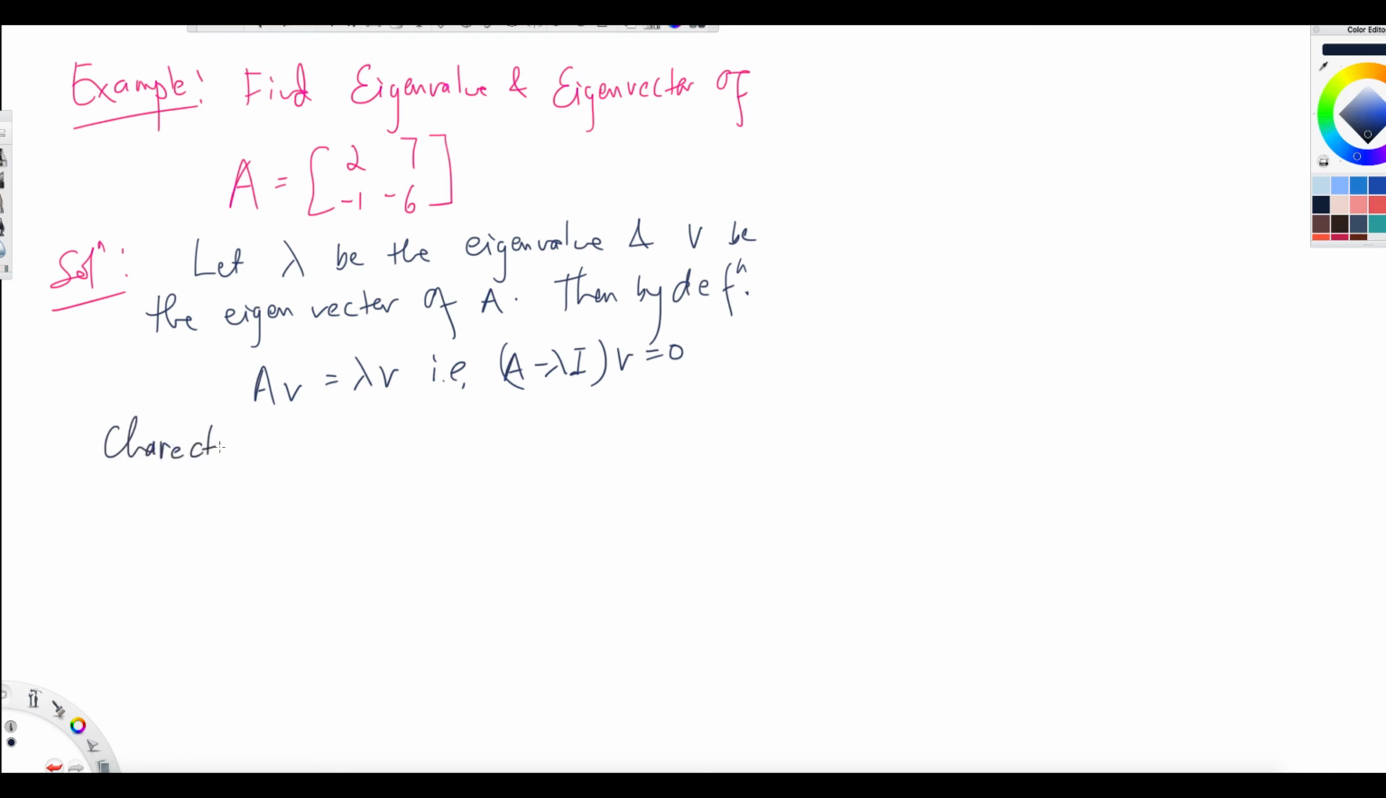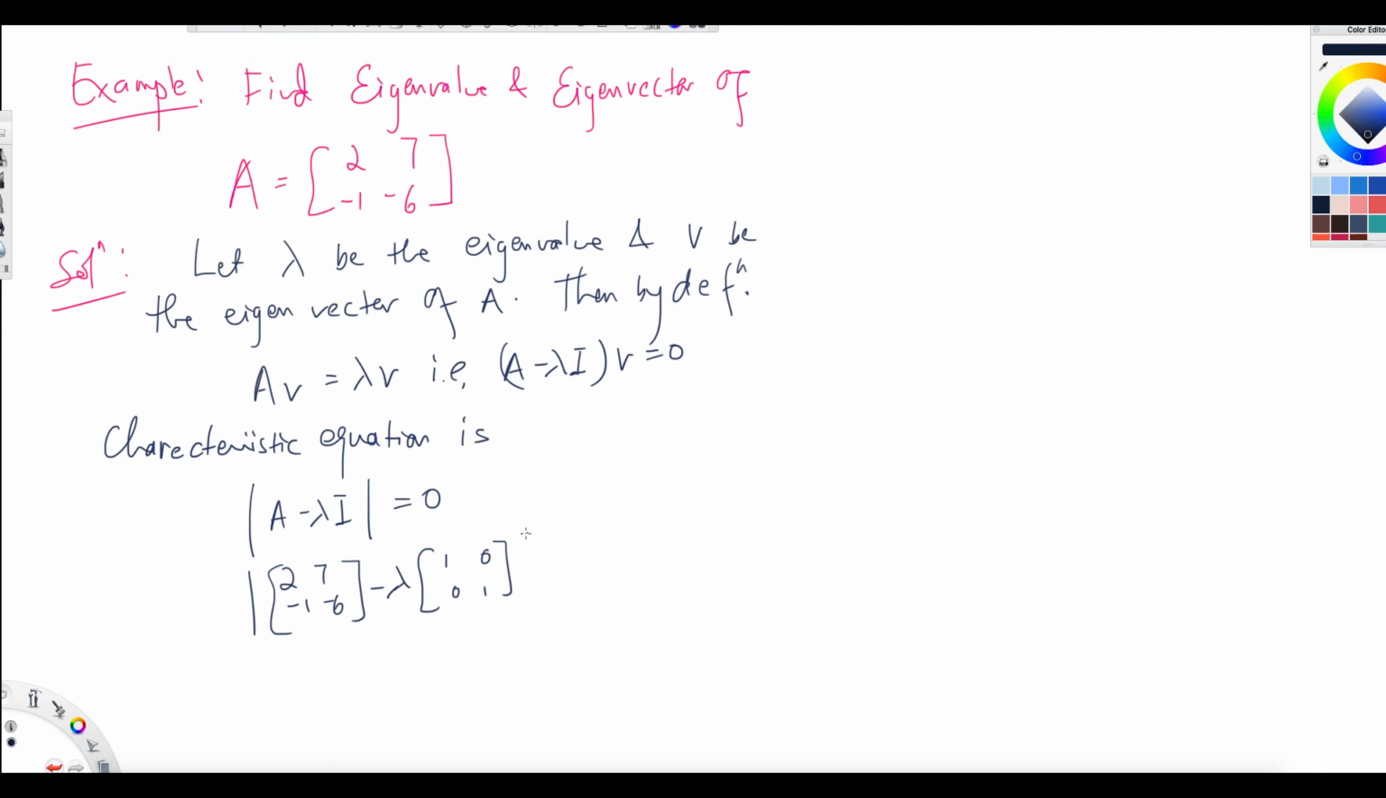So what is the characteristic equation then? Characteristic equation is the determinant of A minus lambda I equals to 0. So what is that? That will be A is 2, 7, -1, -6 minus lambda times, what is I? I is the identity matrix that has 1, 0, 0, 1. That is I2 always, okay, equals to 0.